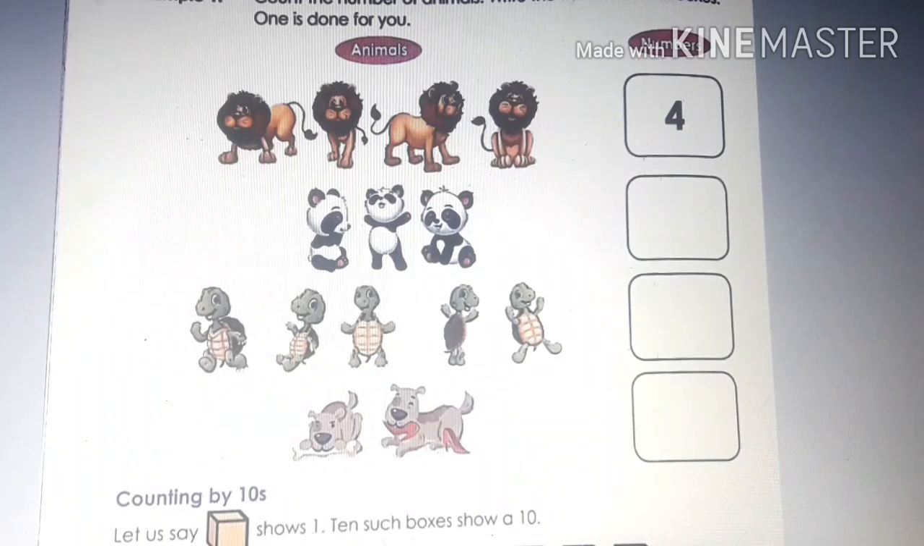In our next class, we will start with place value and face value. So children, today we have studied the concept of 0 and the numbers up to 99, in which sequence we have to write, and how to write the numbers up to 99.